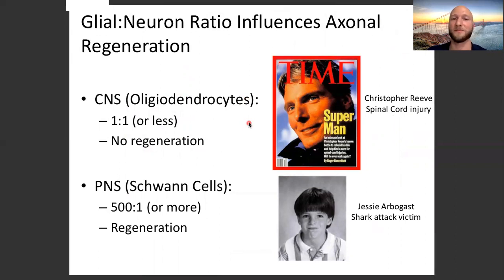Glial cells: oligodendrocytes in the central nervous system, Schwann cells in the peripheral nervous system. In the central nervous system, it's usually about one oligodendrocyte for every axon. So one axon, one oligodendrocyte. In the peripheral nervous system, where you have Schwann cells, there's usually hundreds of Schwann cells for every axon, 500 or so. It varies, but hundreds of Schwann cells per axon.